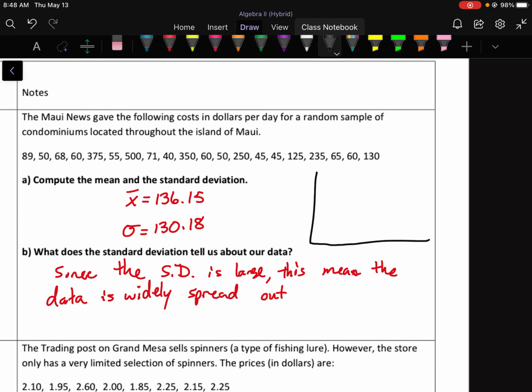But let's say that I make this graph here. This line represents the average price of a condo, 136. It's just a straight average of 136. So what is a high standard deviation? A 130 is very, very high for a standard deviation. What that means is the data points are spread out all over the place. So I could have a condo way up here. It's way more expensive, but then I have a few towards the average. I have some way out here. I'm all over the place. The data points are not very close together.